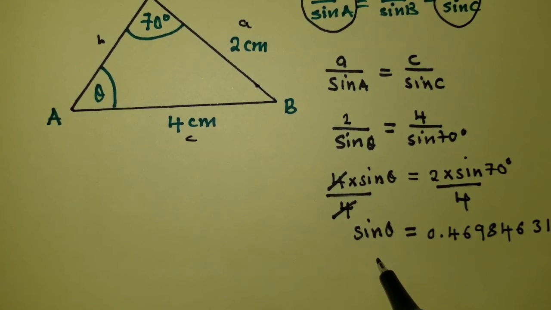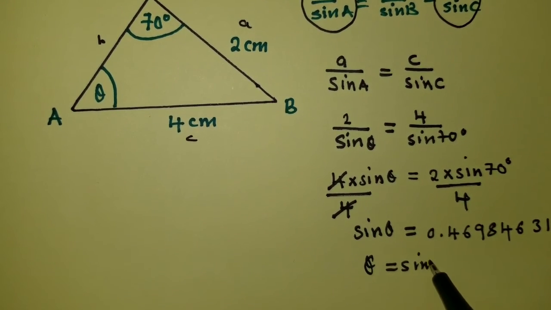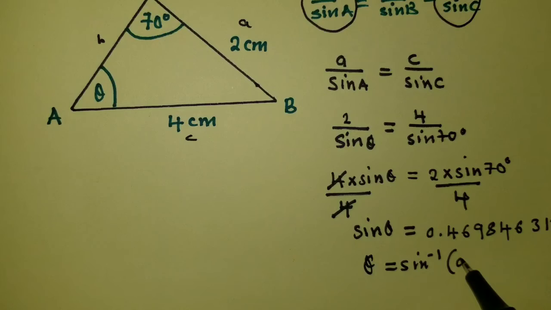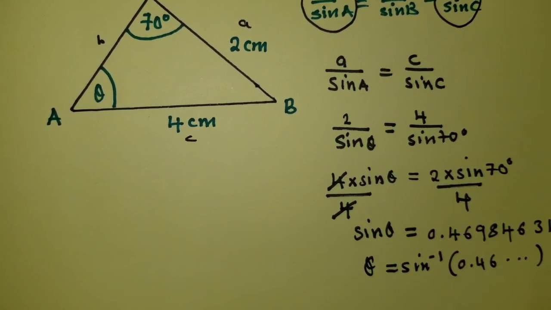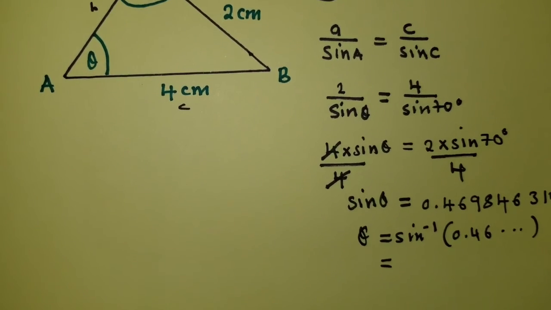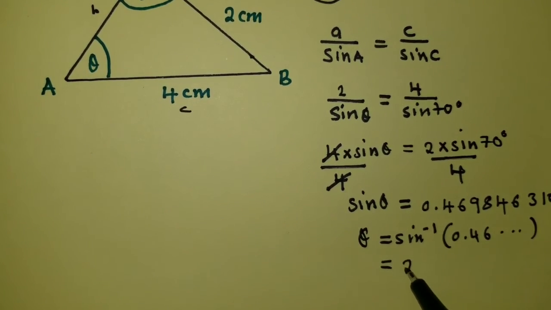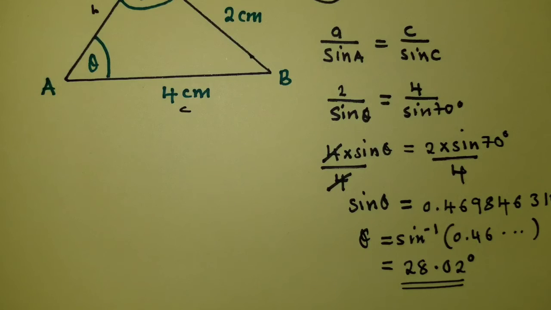So you come and punch on your calculator. So you write theta equal to sine inverse of this number 0.46. You copy everything that is on your calculator. You find that your final answer will be 28.02 degrees. This is your final answer.